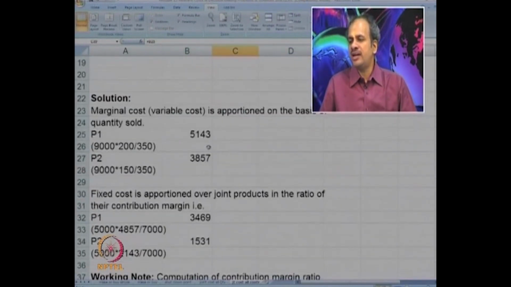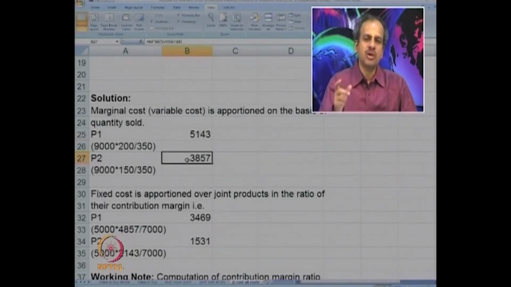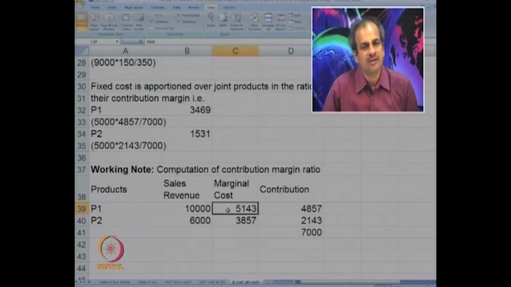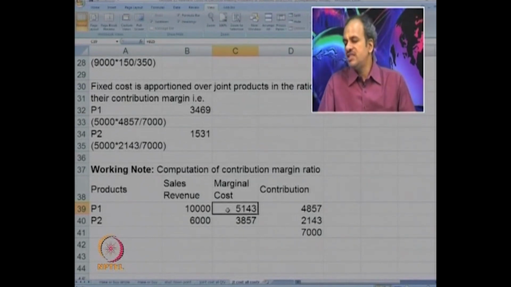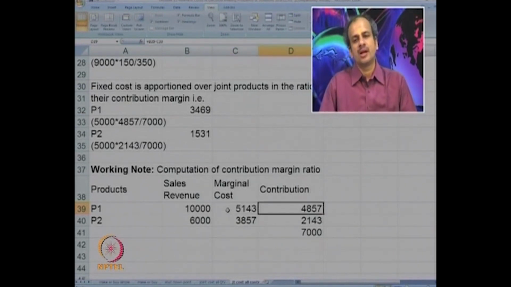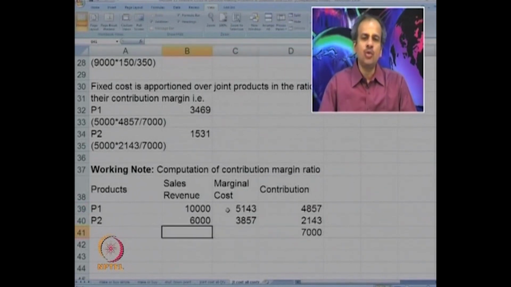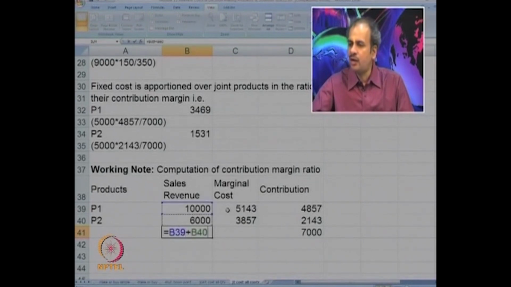Then we have calculated the marginal cost, which is charged on the basis of number of units. From sale revenue, the marginal cost, or the variable cost, is reduced, which gives us a contribution. Now, here you can see the contribution is 4857 and 3143, the total is 7000. Can we verify this total? Answer is yes. We will just try to verify it right now.